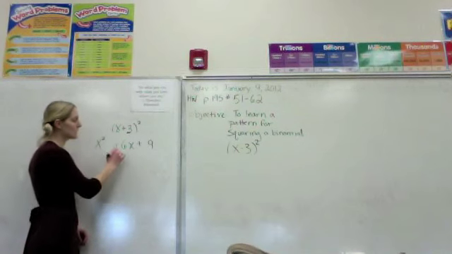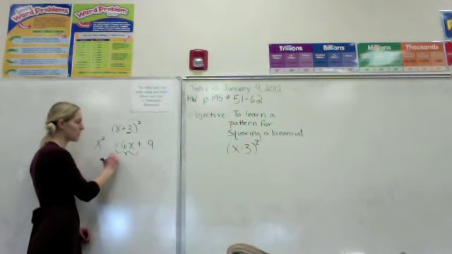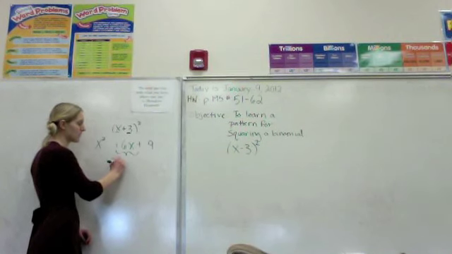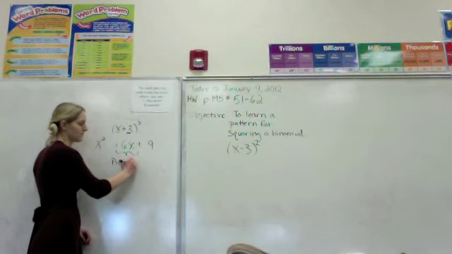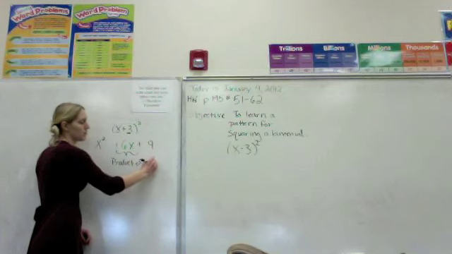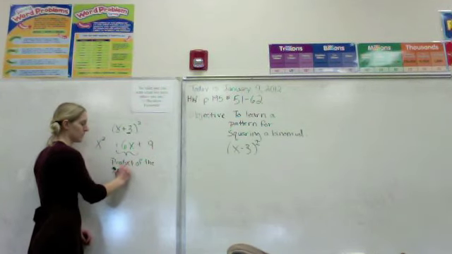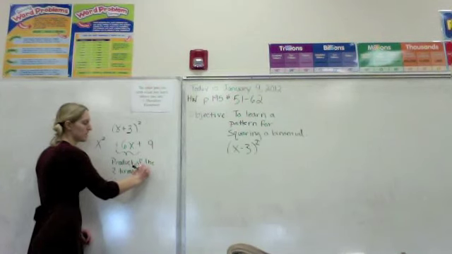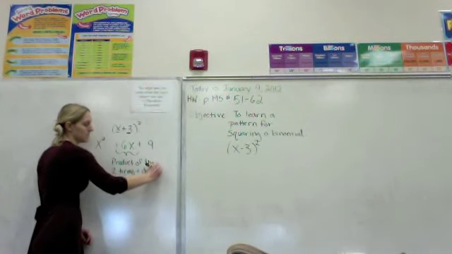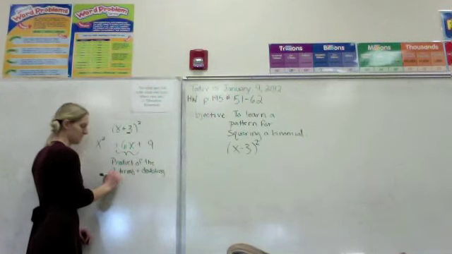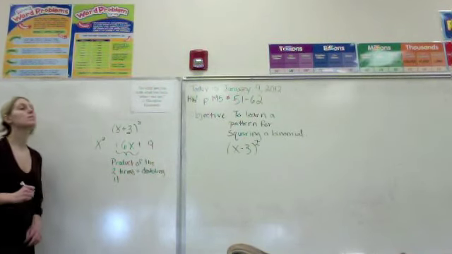So the trickiest one is the center term, but all you're doing is you're taking the product of the two terms and doubling it. So when you say doubling, you mean adding, not multiplying? Right.